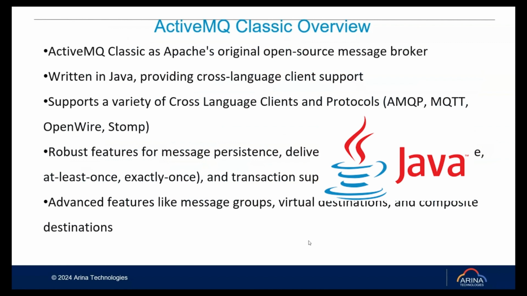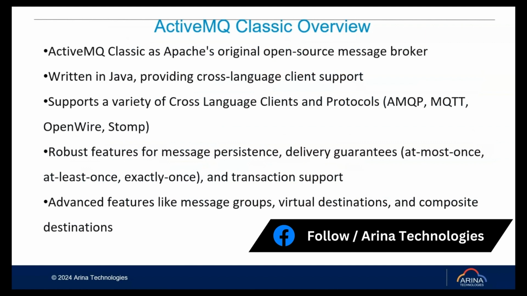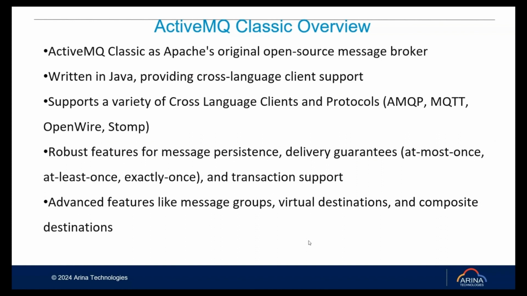It is a very old product. It is written in Java and it provides cross-language client support. It has many APIs for multiple clients that you could choose. And there are a variety of cross-language clients that are supported in protocols. AMQP is one of them. And OpenWire is another protocol that is very widely used. Stomp is another one. MQTT is also one of the popular protocols that is very widely used.